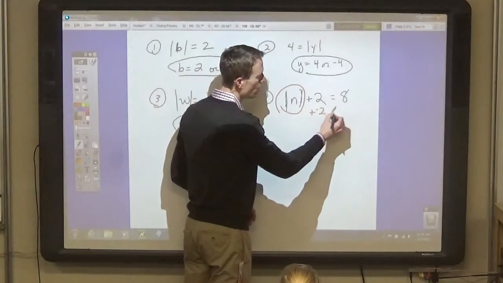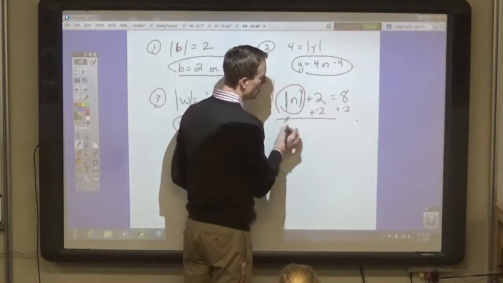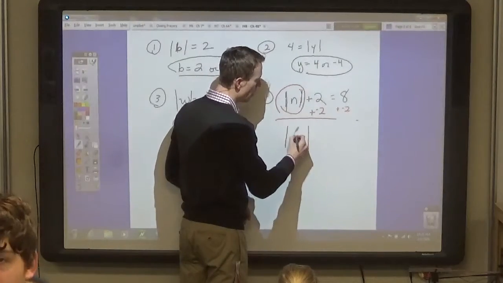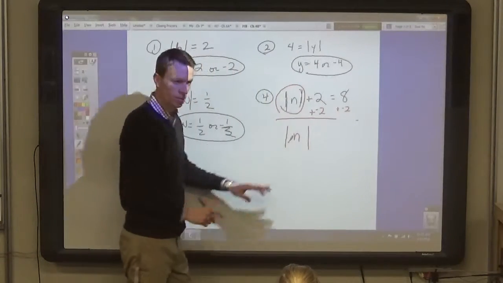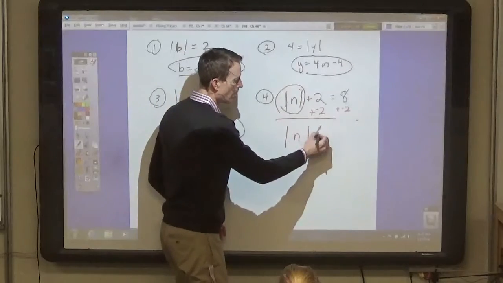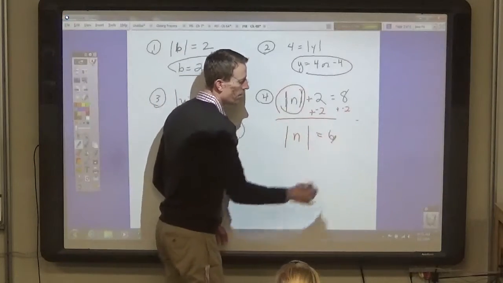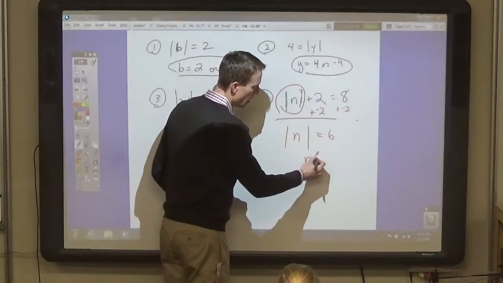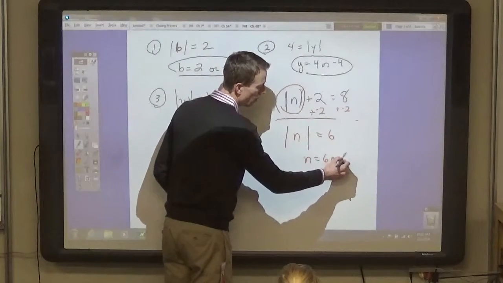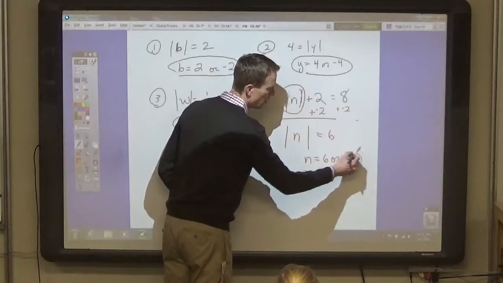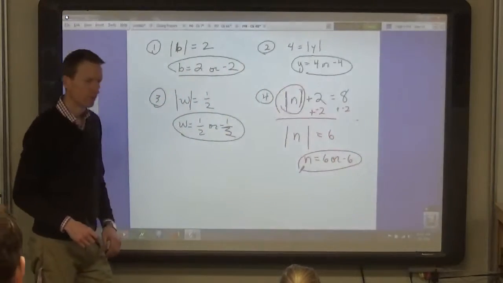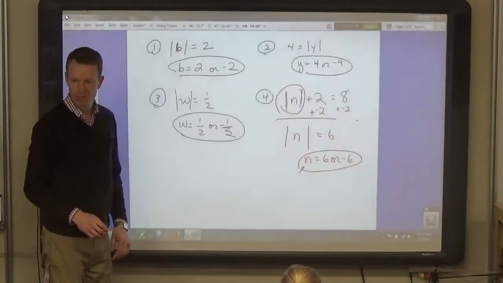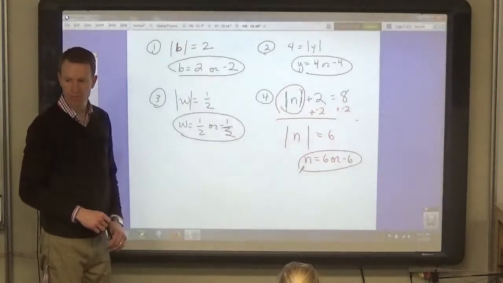So add negative 2 so that the absolute value of n is all by itself on one side. And then we know what the value is. N is 6 or negative 6. Okay? You got those down?